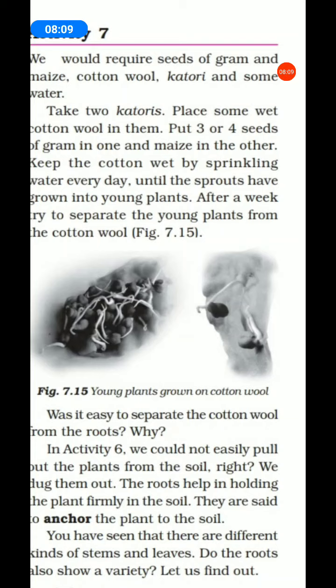Next, was it easy to separate the cotton from the roots? Why? In activity 6, listen, we could not pull out the plants from the soil, right? We dug them out. This is because roots help in holding the plant. All of you underline the words holding the plant firmly to the soil. They anchor the plant to the soil. Take your pencil and underline the words.